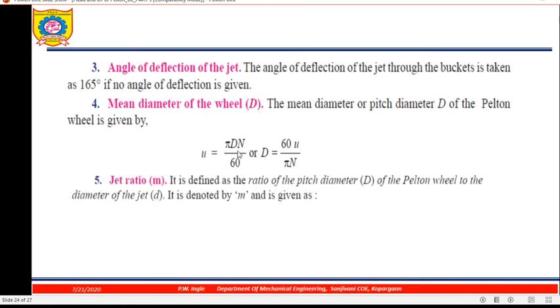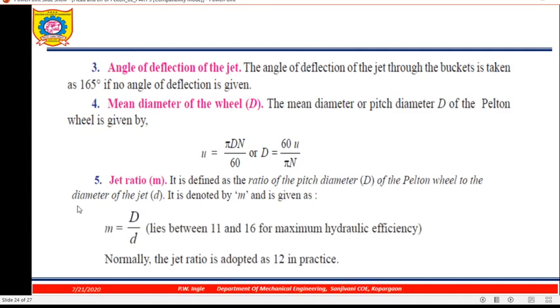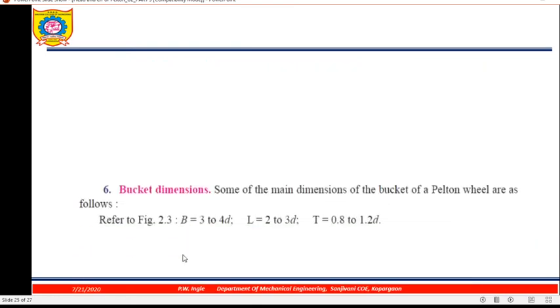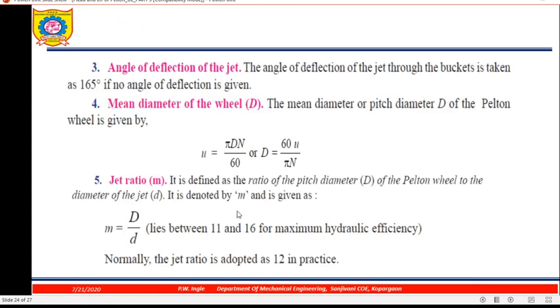Mean diameter of wheel D is calculated by taking reference of U. Okay. Jet ratio. It is defined as the capital D to the small d. m equal to capital D by small d. This is very important. Okay. It lies between 11 to 16 for the maximum hydraulic efficiency. Okay. Number of jets are nothing but number of nozzles.